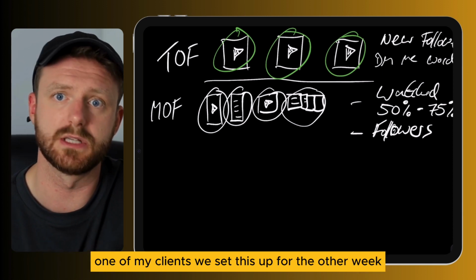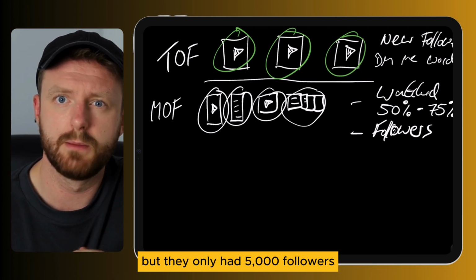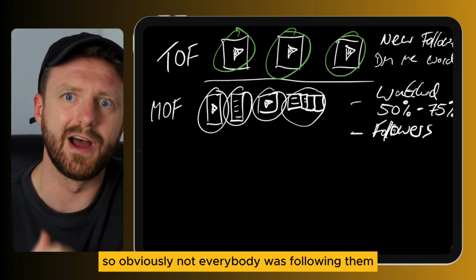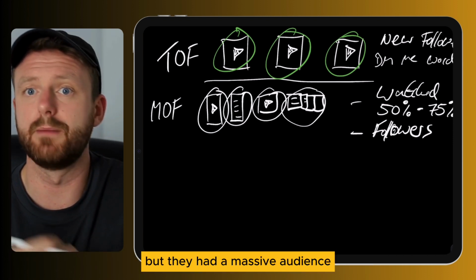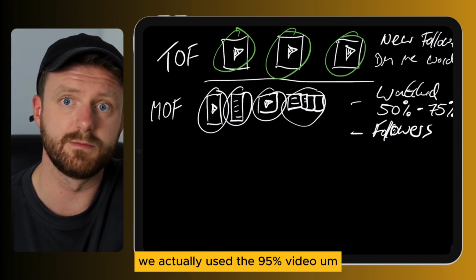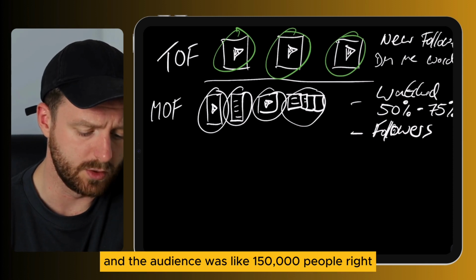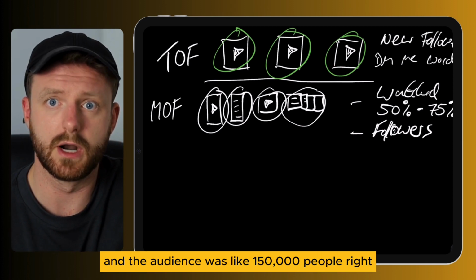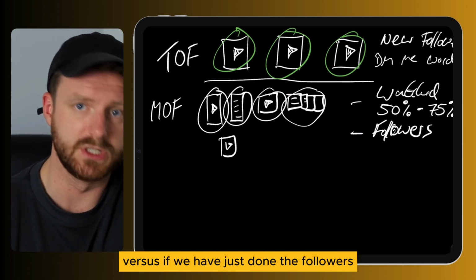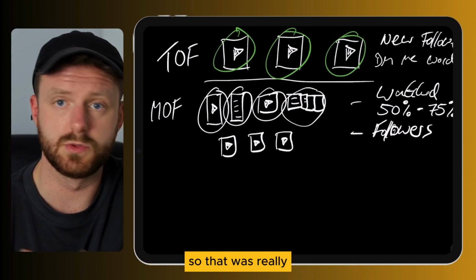One of my clients we set this up for the other week had about 500,000 views on one of their videos, but they only had 5,000 followers. So obviously not everybody was following them, but they had a massive audience. And so when we created this, we actually used a 95% video view audience for this one. And the audience was like 150,000 people who had watched this initial video, versus if we'd just done the followers, that would have been like 5,000 people. So that was really, really powerful.